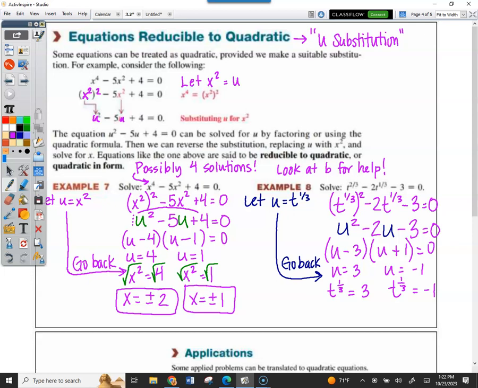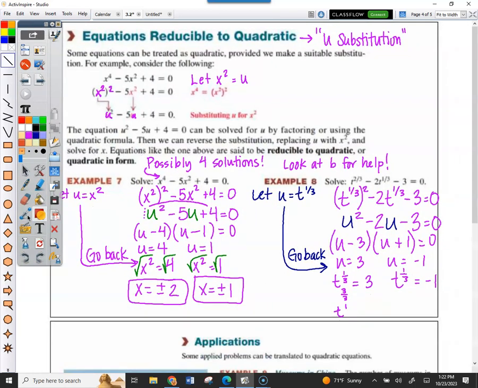Y'all with me? Let me say it again. I have t to the 1/3. I need it to be just t to the 1 power, right? I'll write it right here. I need it to be t to the 1 power. Well, the only way to get 1/3 to become a 1 is if it is 3/3. You with me? What do I need to do to 1/3 to make it become 3/3? Multiply by 3. 3/1.